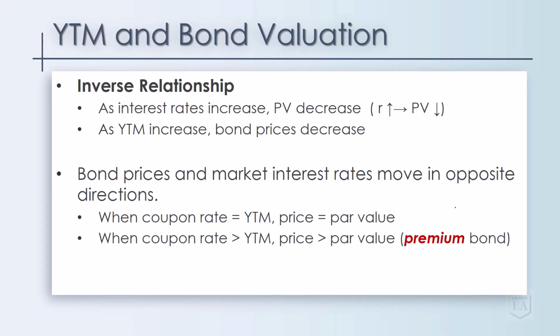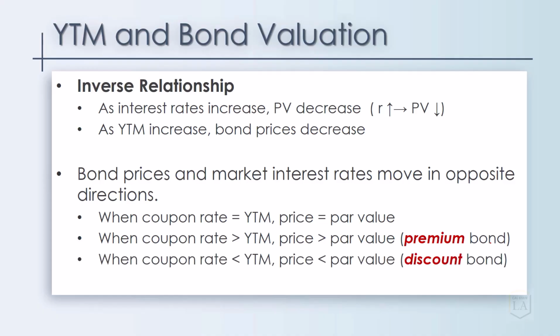It will be sold at a premium, and that's why it's called a premium bond. The opposite case would hold as well. So when the coupon rate is smaller than the yield to maturity, or yield to maturity is higher than the coupon rate, then the demand will be drawn away so that the bond price will be smaller than what is stated on the contract, or the par value. So it's sold at a discount, which is why it's called a discount bond as well.